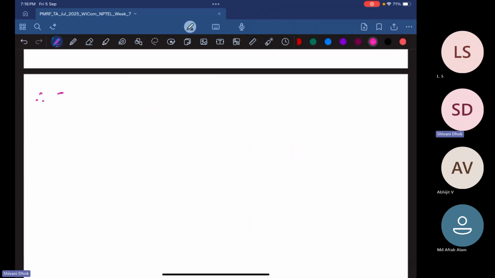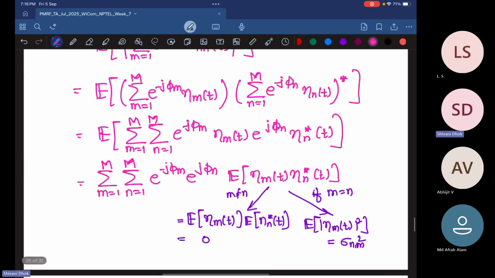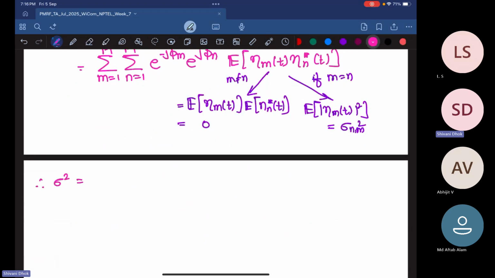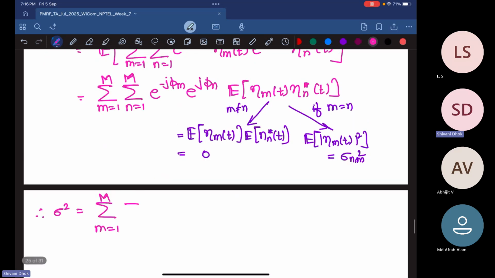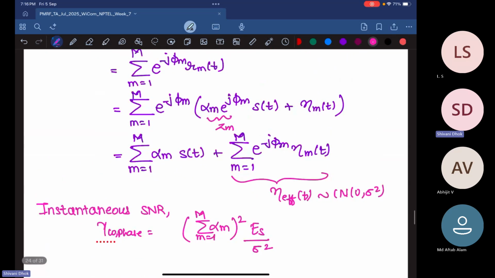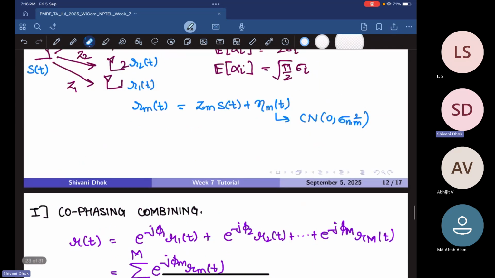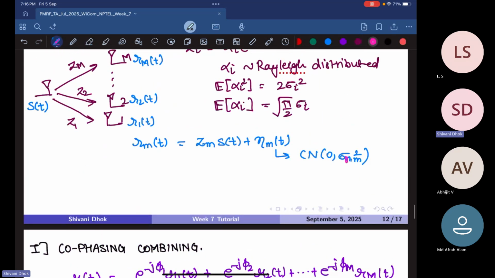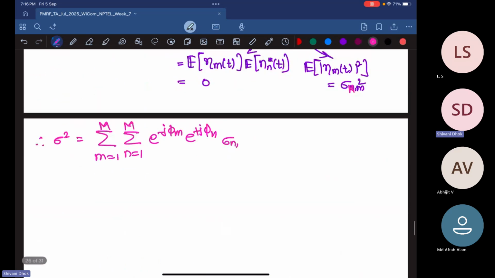So therefore your sigma square is basically summation m equal to 1 to M, summation n equal to 1 to M, e power minus j phi m into e power plus j phi n into sigma n. I'll just write this as capital N, just to avoid confusion, into delta N minus N.